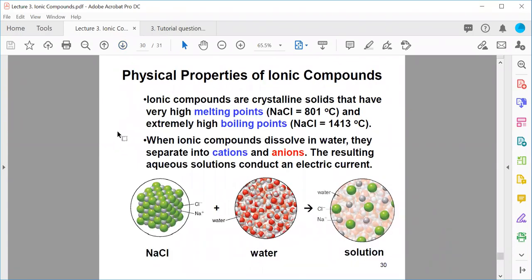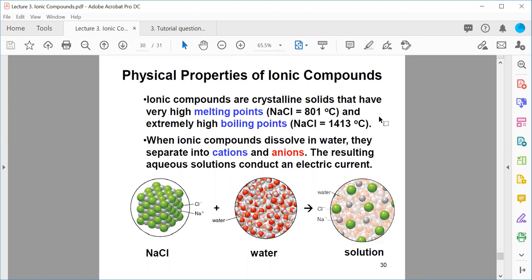All right, very briefly now, physical properties of ionic compounds. In the grand scheme of bonding, ionic compounds tend to be pretty tough. Ionic bonds tend to be quite strong bonds. So ionic compounds are solids that have very high melting points and extremely high boiling points. And you can see a great example there. Sodium chloride has a melting point of 800 degrees Celsius, a boiling point over 1400 degrees Celsius.